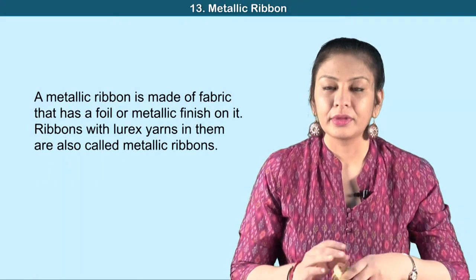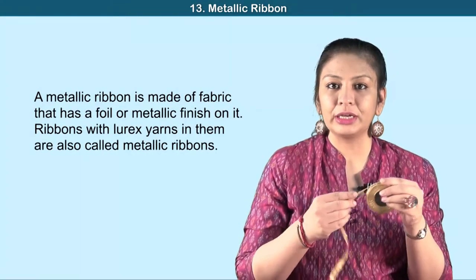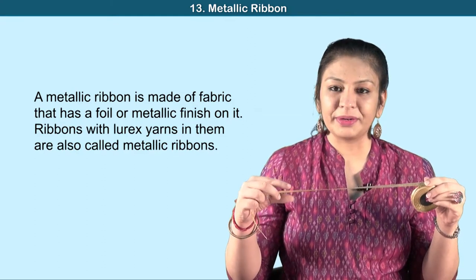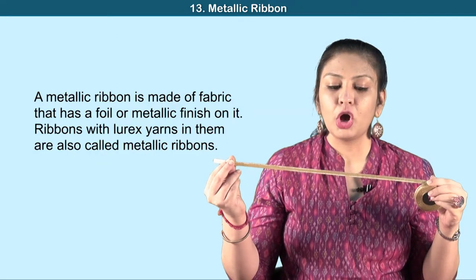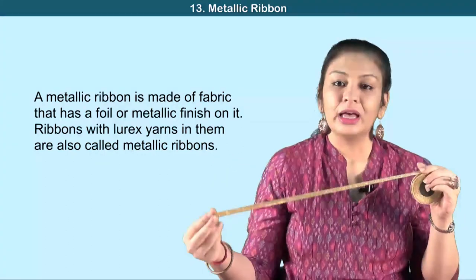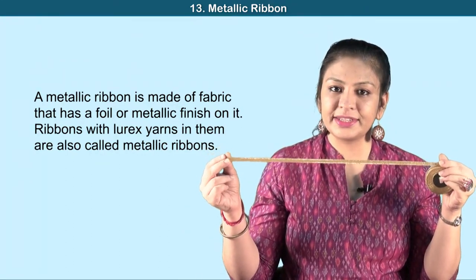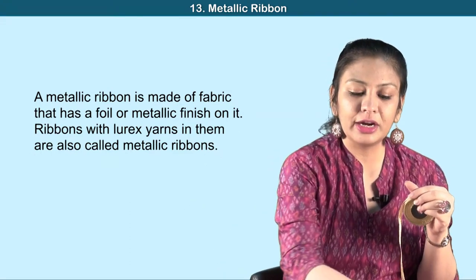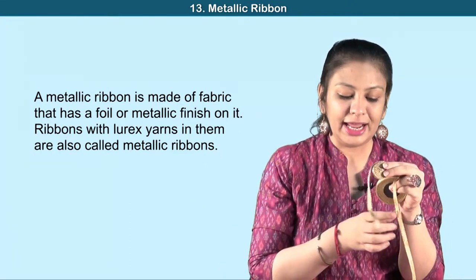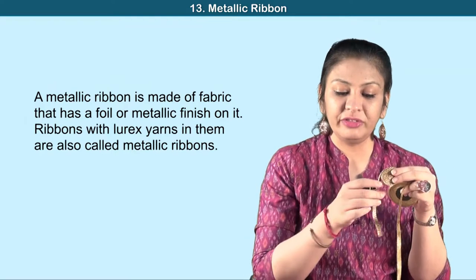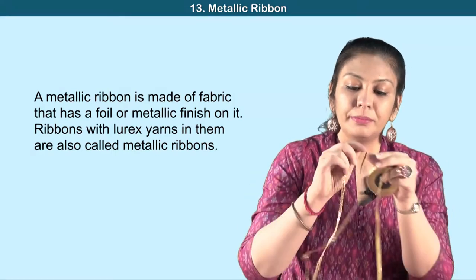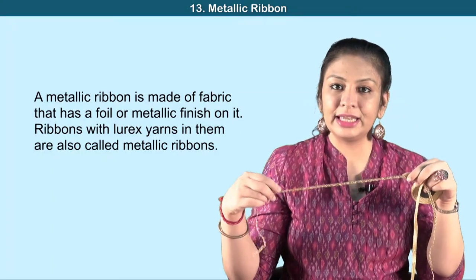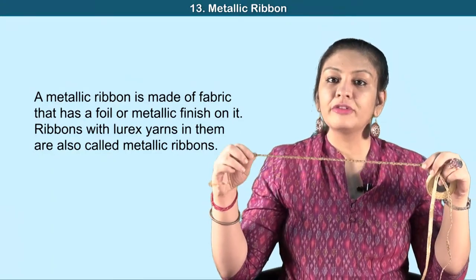Metallic ribbon. Not to be confused with a glitter ribbon, metallic ribbon is made up of a fabric that has a foil or metallic finish on it. Ribbons with lurex yarns in them, such as this, are also called metallic ribbons. Now, metallic ribbons could be a plain weave, they could be braids, they could also be decorative with little sequins embellished or fixed on them.